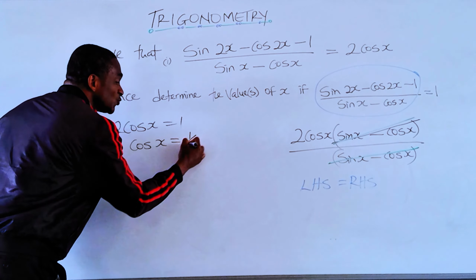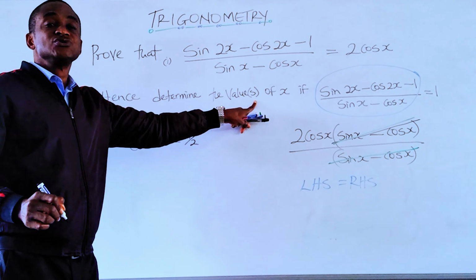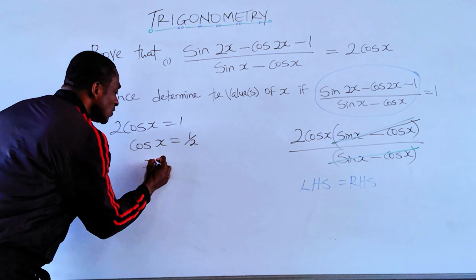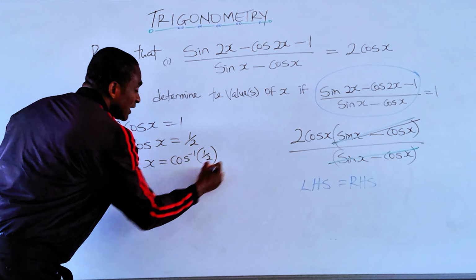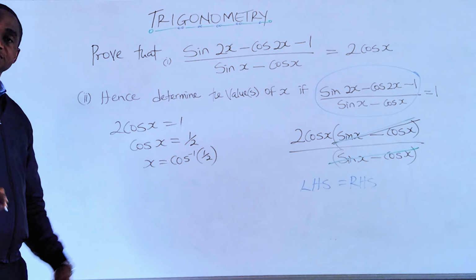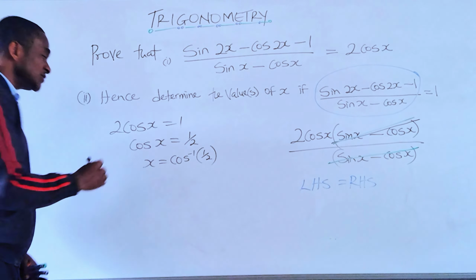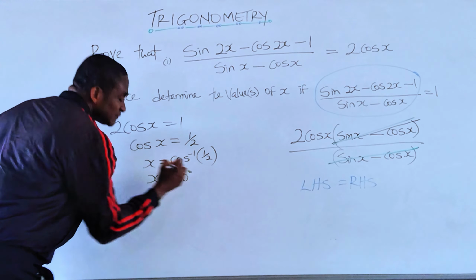Cos of x is 1 over 2. Here we are asked for values of x, so there may be more than one. Typically, someone will just take the inverse cos of half, which gives us 60 degrees. And it doesn't stop here since they are asking for values. Yes, x will give us 60 degrees.